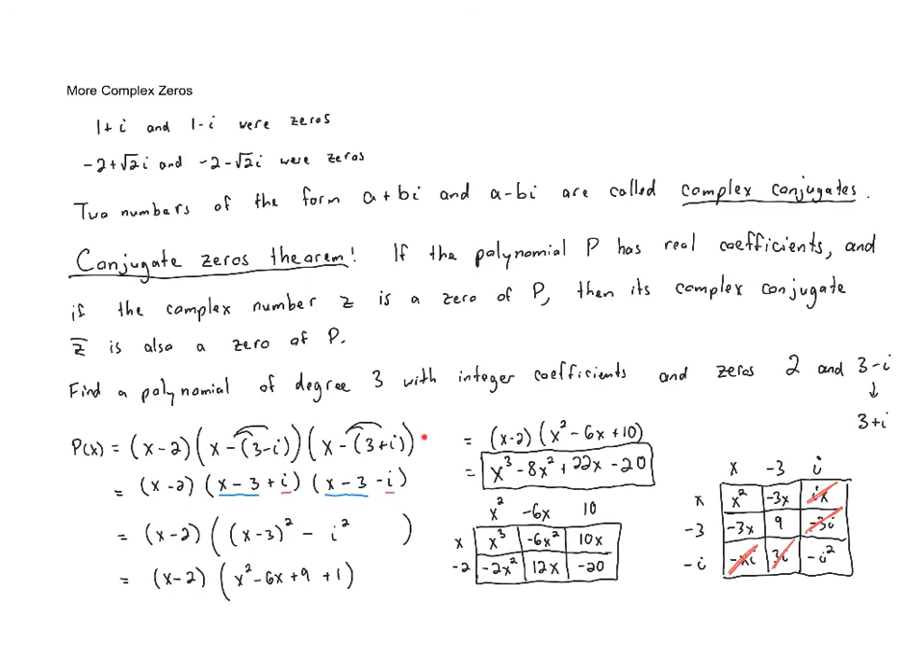But doing it this way actually gives you an idea of why the conjugate zeros theorem is true. If we have one complex zero and we also have its conjugate, then when we multiply them out, this is going to give us a sum and a difference with the i's on the outside. That's going to turn into a difference of squares, and the imaginary part is going to get squared, which turns it into a real number. So through this example, we can get a glimpse of why the conjugate zeros theorem is true.